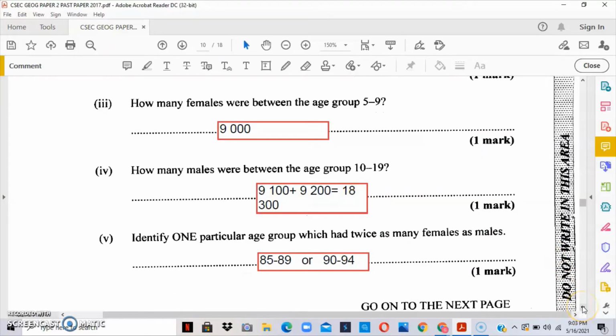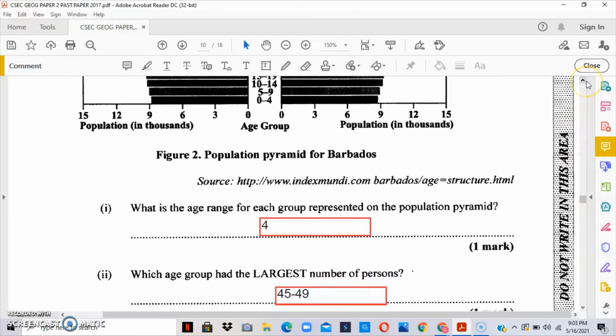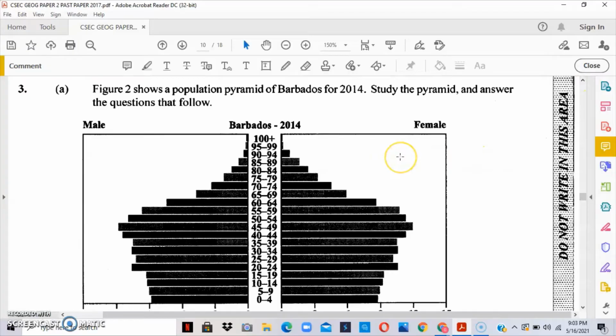18,300. Now part 5 asks that we identify one particular age group which had twice as many females as males. Now we're going back to the population pyramid. Which ones have twice as many females as males? If you look closely, you will not find any below. So between 0 and 70, you will not find any.